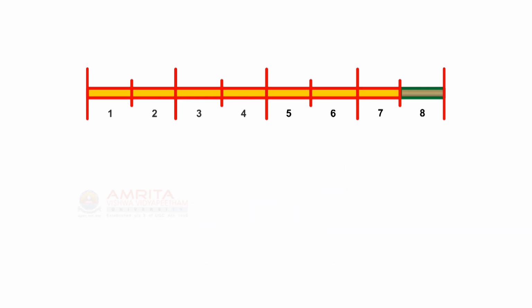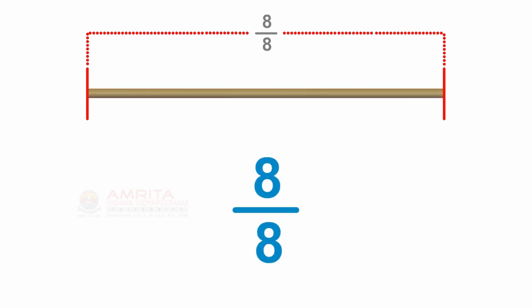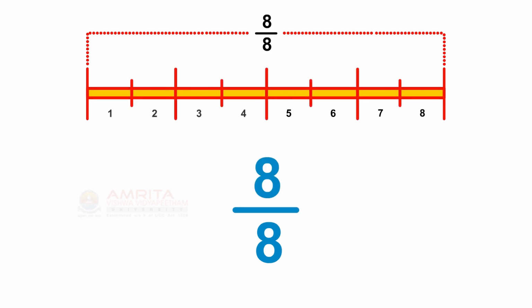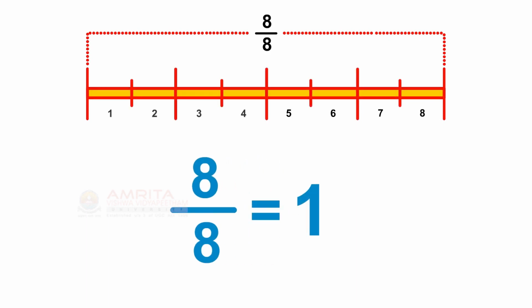Now considering 7 out of 8 parts gives us the fraction as 7 by 8. Lastly, if we were to consider all the 8 parts together, we can write the fraction as 8 by 8, which is the whole rod. So 8 by 8 is also equal to 1.